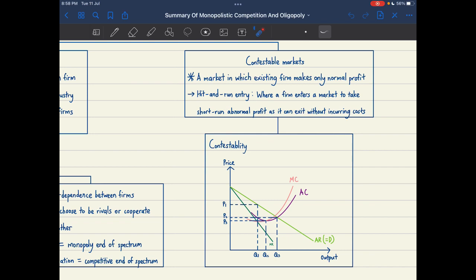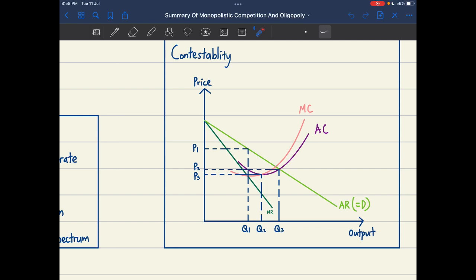But if, let's say, you were to produce something higher than the lowest point on the AC curve, then this will result in hit and run entry, which is basically when a firm enters the market to take short run abnormal profit, because in a contestable market there are also no or fewer barriers to entry. Okay, the contestability will be something like this. If the person decides to produce Q1, then they'll be able to make a profit of P1. They'll be able to maximize profit because MC equals MR, all right?